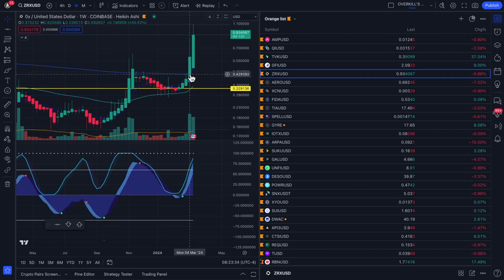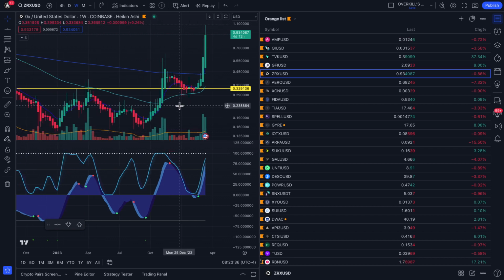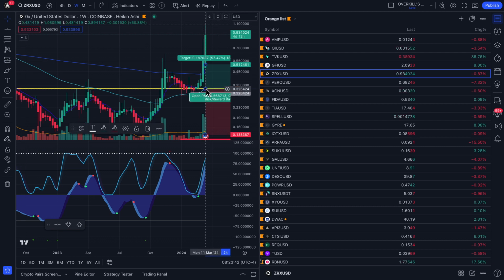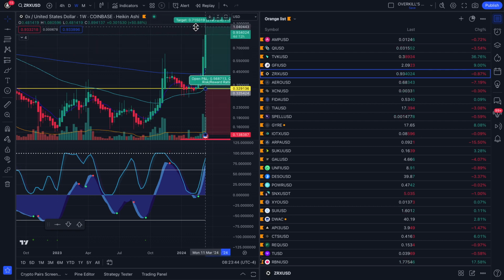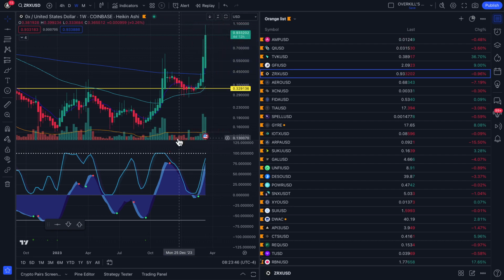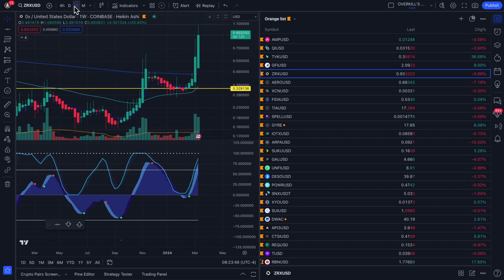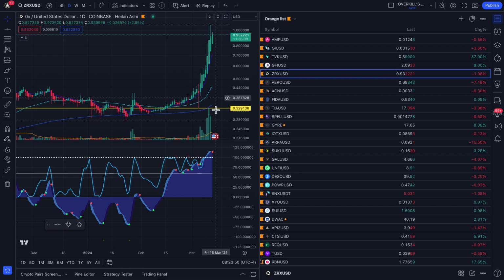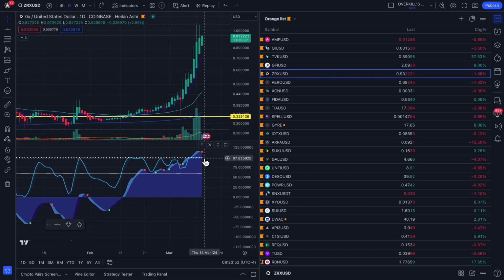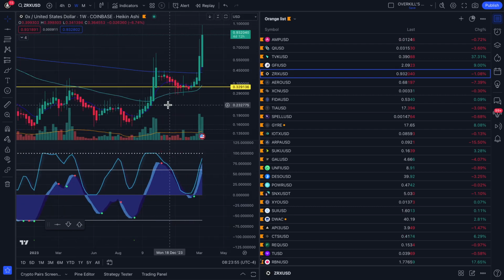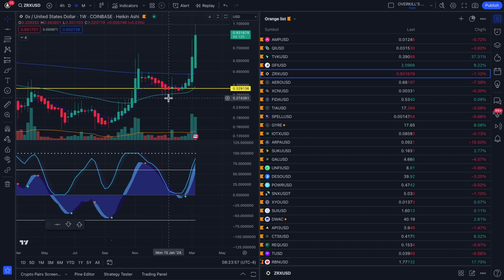This is ZRX. Wow! Look at that move, folks. Yes, sir. Shout out to whoever capitalized on this. I was going to buy this, and I ended up not, but that's a 213% move. Absolutely ripping here. And look at that, that daily is very overextended. So I'm taking profits on ZRX, but that was a beautiful trade there, folks.